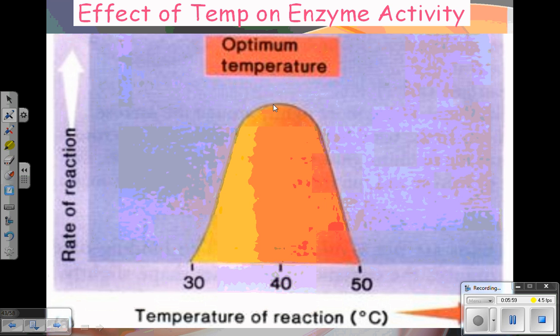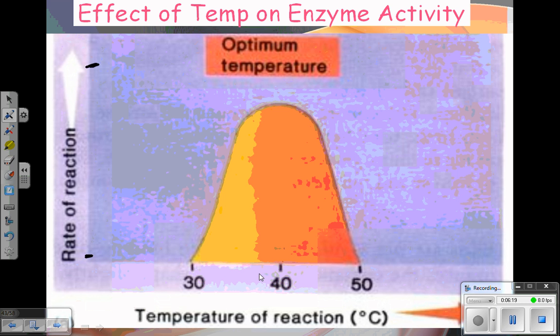So here's a graph. You should really plan on trying to get used to these graphs. You need to be able to read something like this for me. So here's the rate of reaction. That means there's pretty much no reaction going on here, and there's a lot of reaction going on here. Here's the temperature, and so it says that down here.